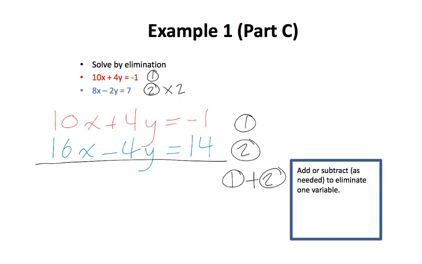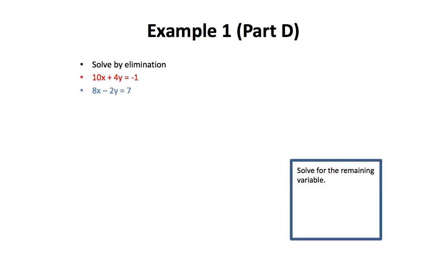10x plus 16x is 26x. Positive 4y plus -4y cancels out, which is exactly what we want. And -1 plus 14 is 13. Therefore, you can clearly see that we've eliminated the variable of y, which is what we wanted all along. When we eliminated the variable of y, we ended up with the equation 26x is equal to 13.